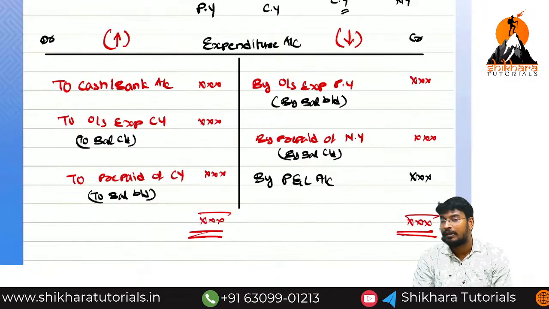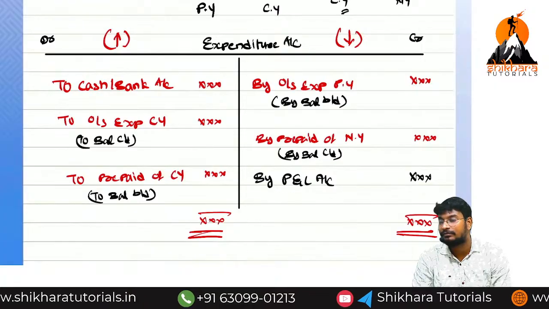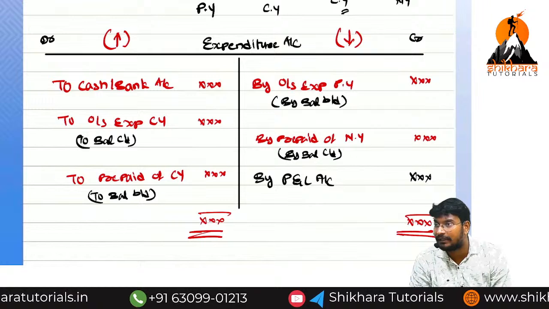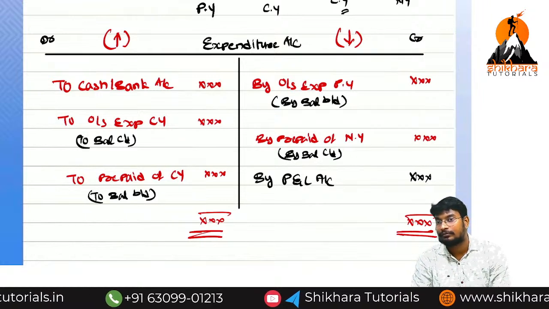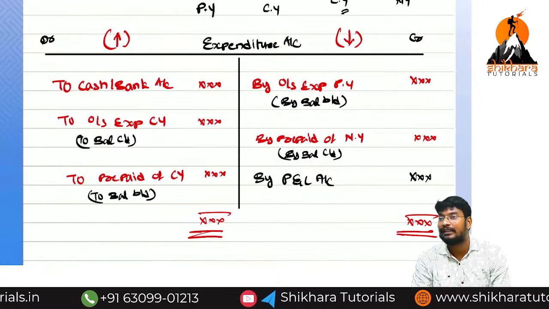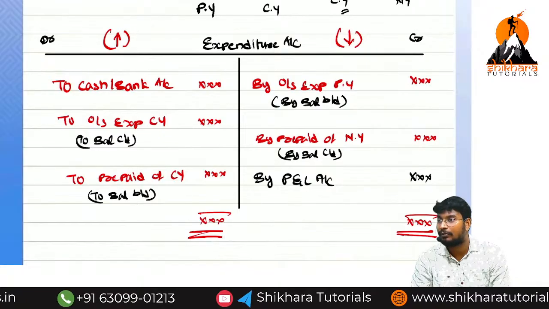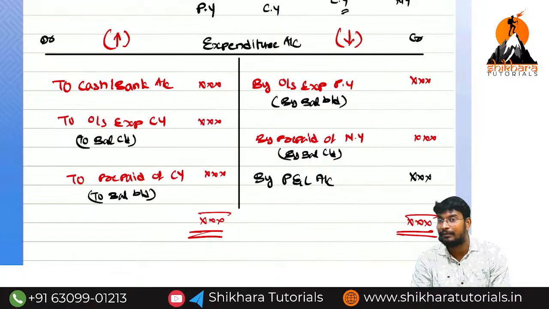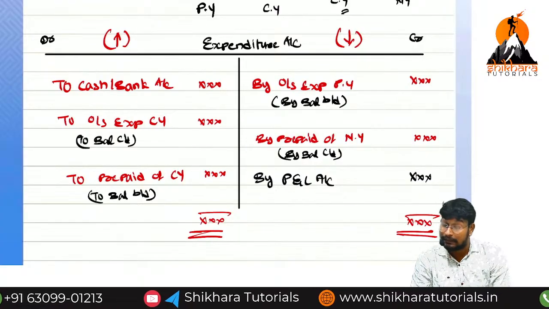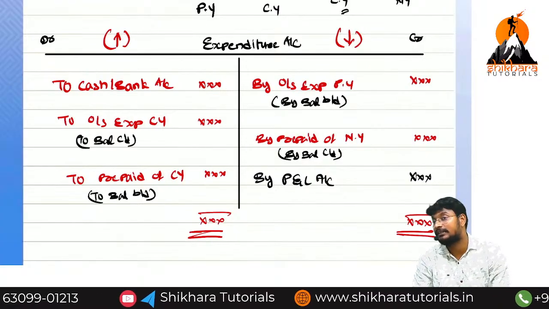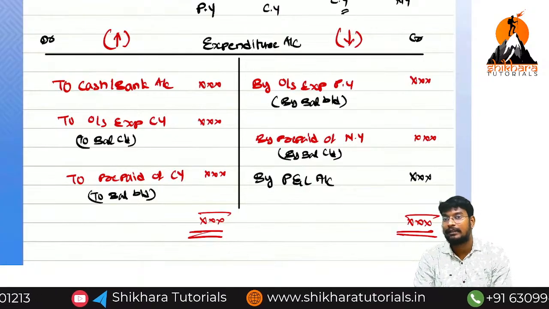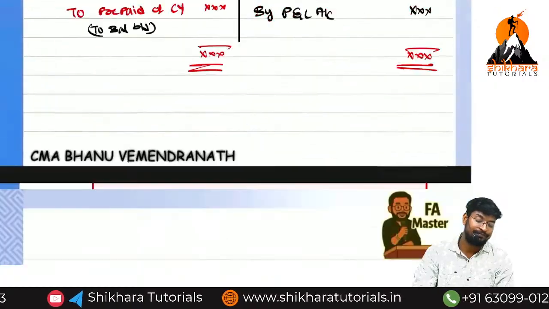Outstanding opening balance means related to current year, previous year. Outstanding opening balance means previous year. Outstanding closing balance means current year. Prepaid opening balance means current year. Prepaid closing balance means next year. Next year or previous year means decreases. Current year means increases.